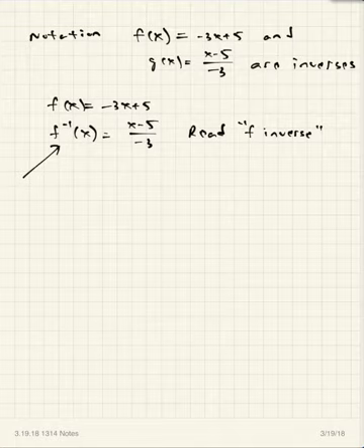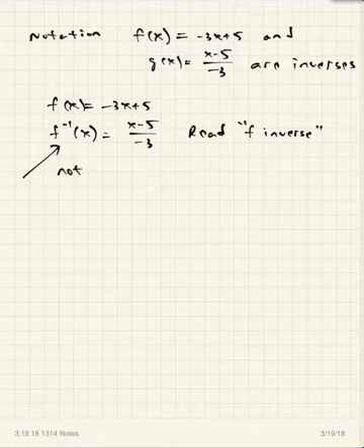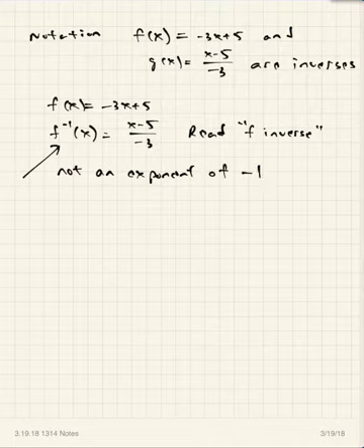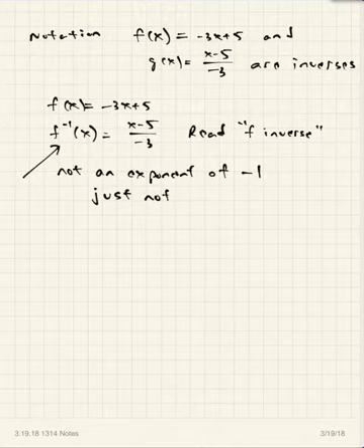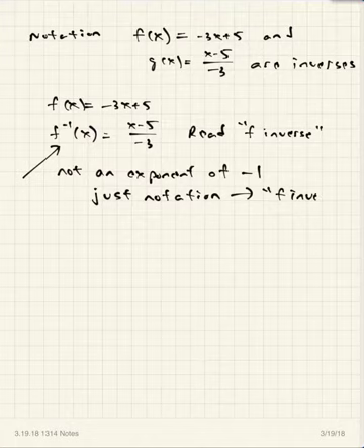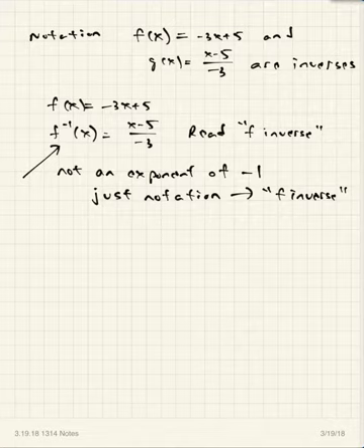It is not an exponent. Make sure that you know that it is not an exponent. That is strictly notation. So it's not an exponent of negative 1. It's just notation, and it is read f inverse. And you read it f inverse when you see it. And you only use that notation when you know that you're talking about the two functions that are inverses of each other.